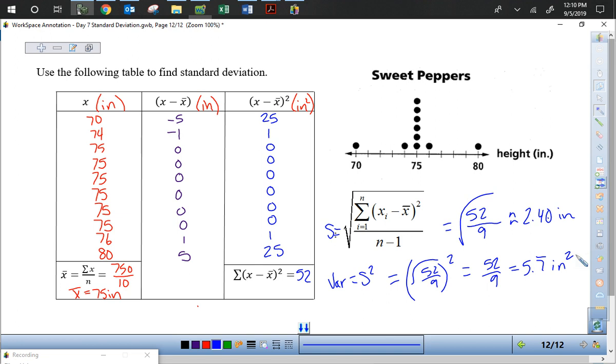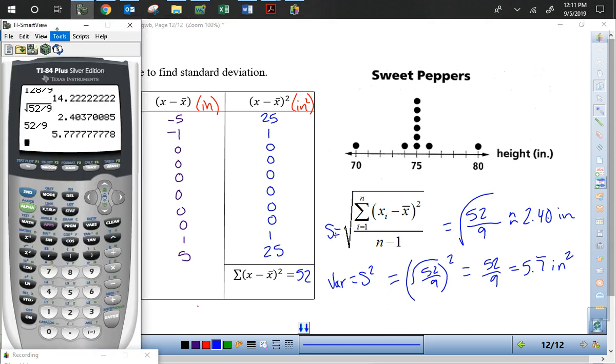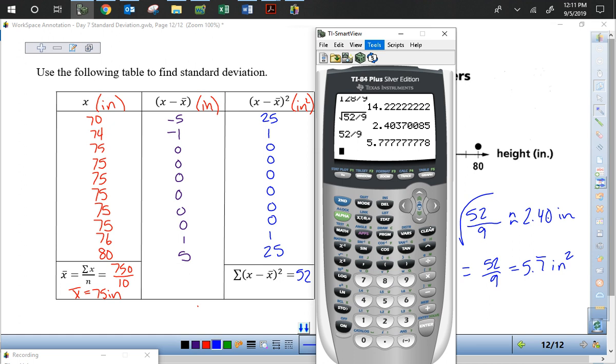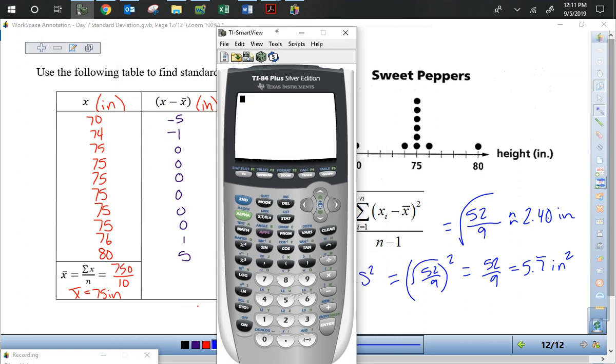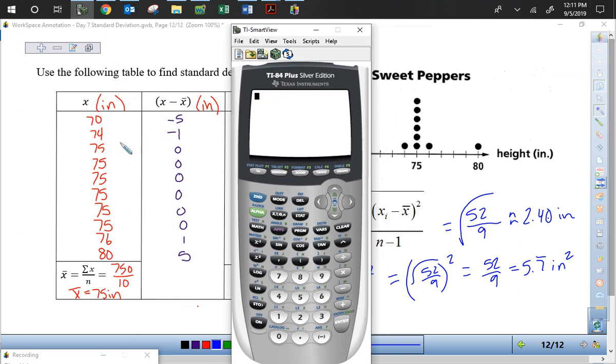Last thing we're going to do, just like with our other measures that we've been calculating, we can let our calculator help us with those. I told you that we could use our calculator to actually find these measures in the beginning. So what I want you to do is, for the sweet peppers, these last ones we're on, put these numbers in our first list. So stat, edit, and get those typed in for me. So pause the video real quick while you get those typed in.